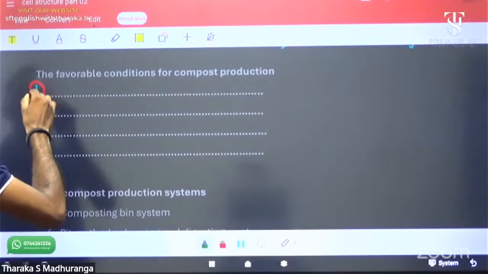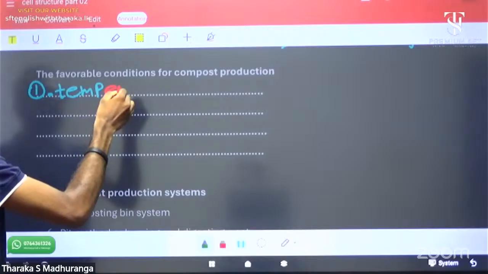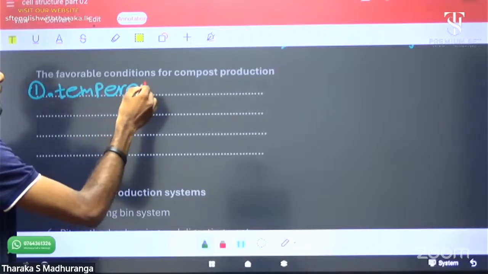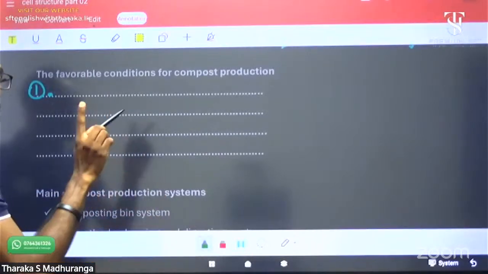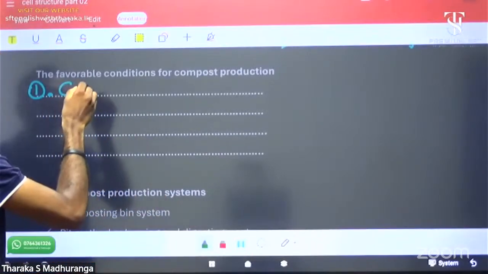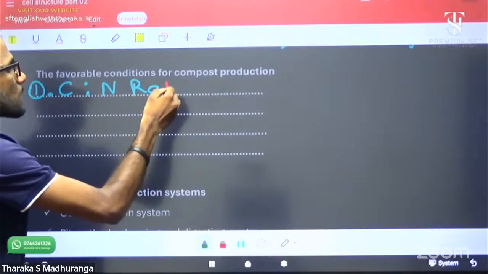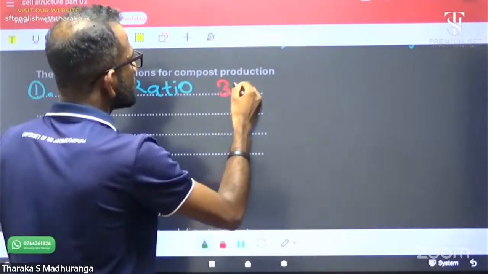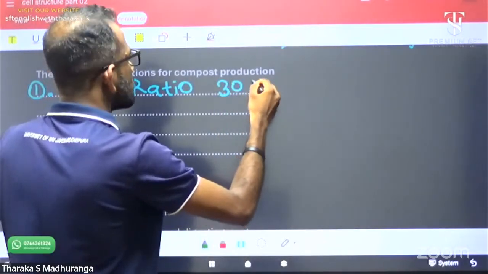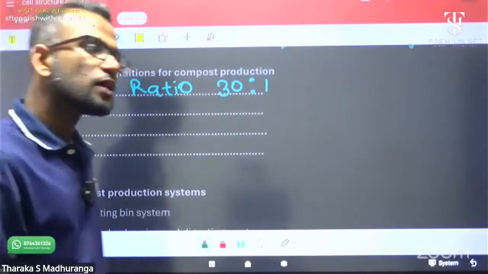Sorry, the first one is the carbon nitrogen ratio. In the raw material, the carbon nitrogen ratio needs to be maintained at 30 to 1 minimum. 30 carbon to 1 nitrogen. What is the meaning of 30 carbon to 1 nitrogen?